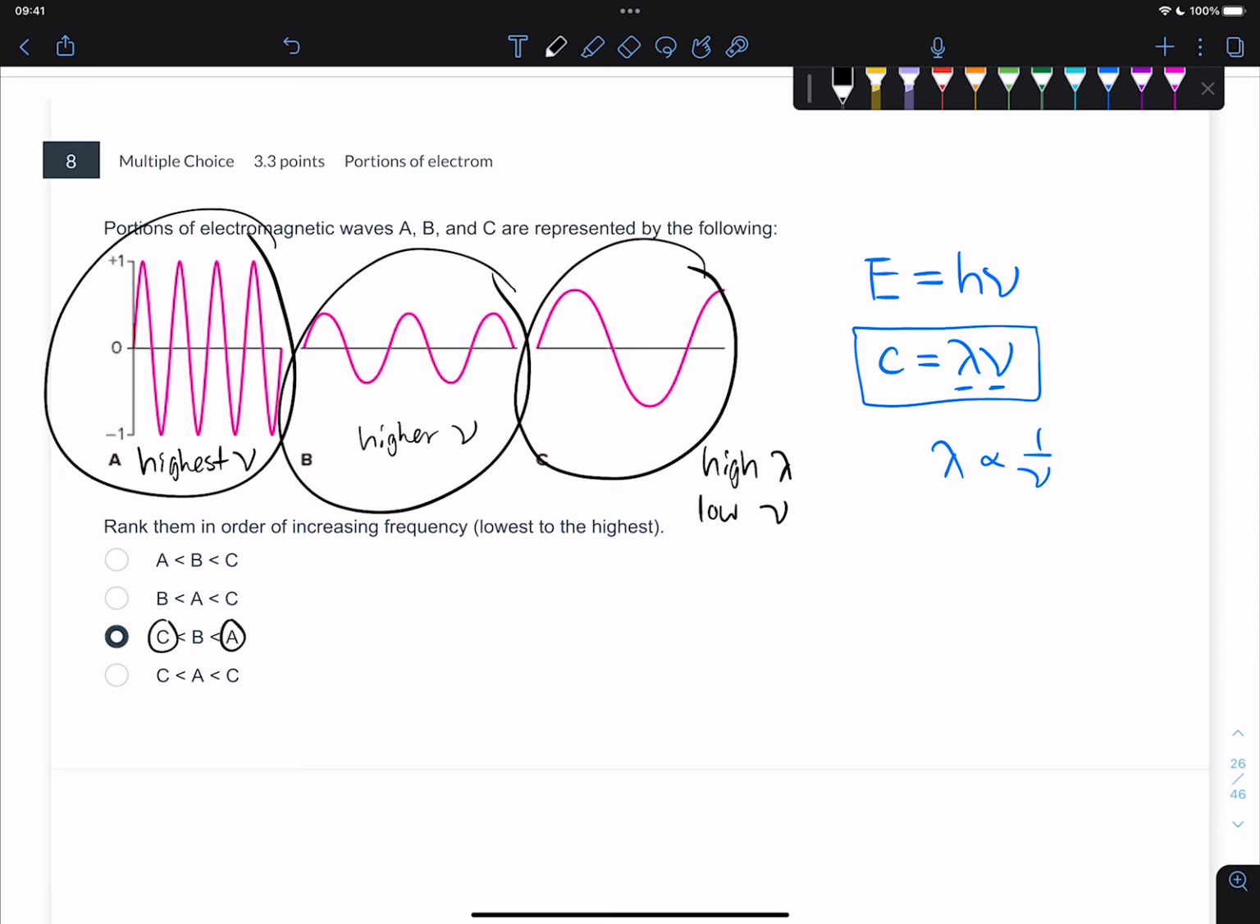If this question had asked about energy, the answers would actually be the same, because remember, frequency is related to energy in this way. Energy and frequency are directly proportional. So if this had asked about energy, it would go the same way as frequency, because they themselves are directly proportional to each other.